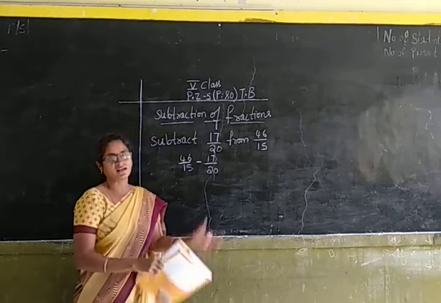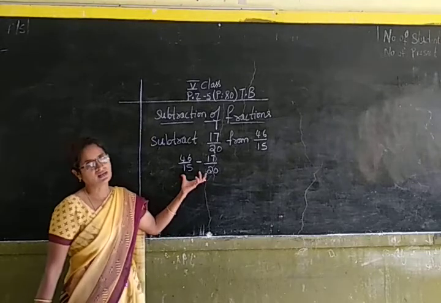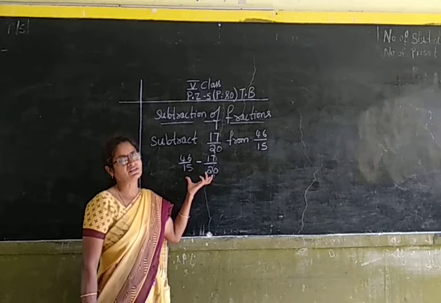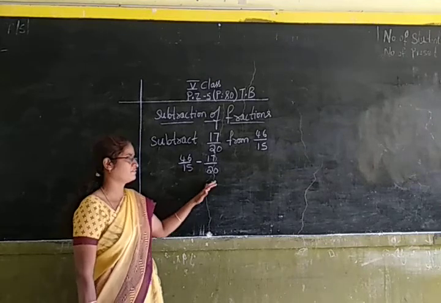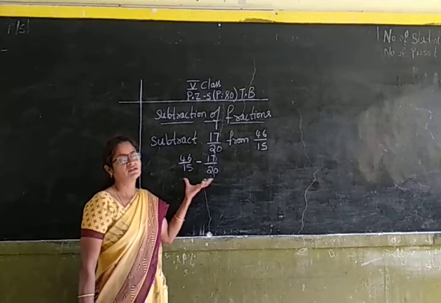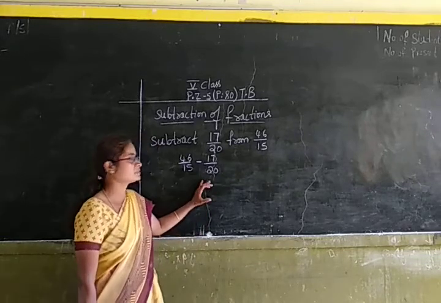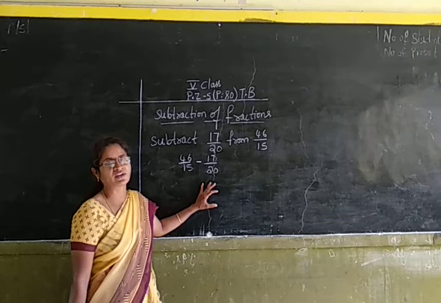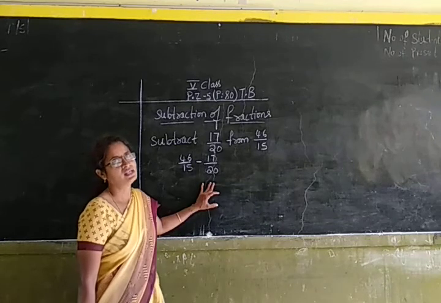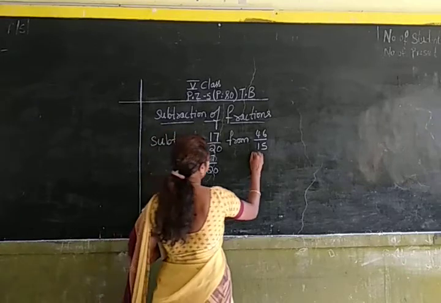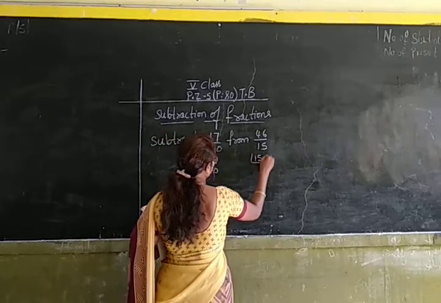So these are unlike fractions. For subtraction, we have to make them into like fractions. For making these fractions into like fractions, we have to find the LCM of the denominators. Let us find out the LCM of 15 and 20.